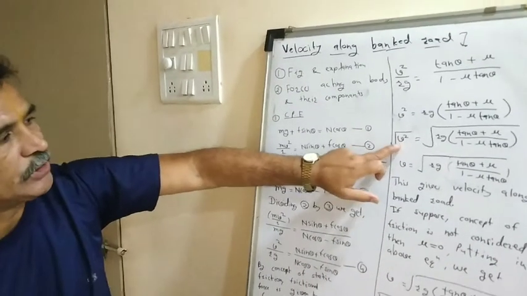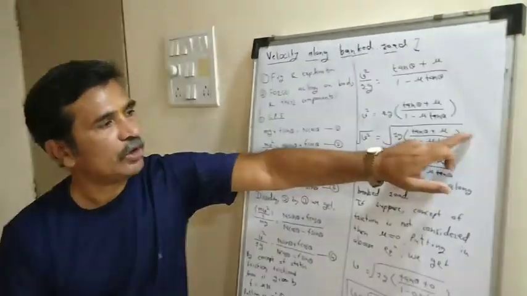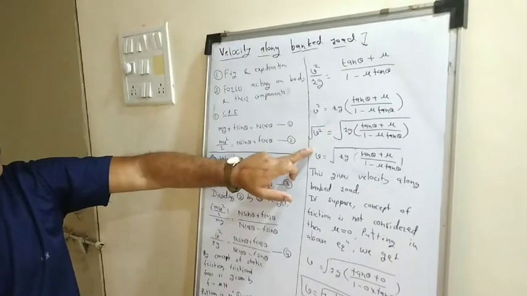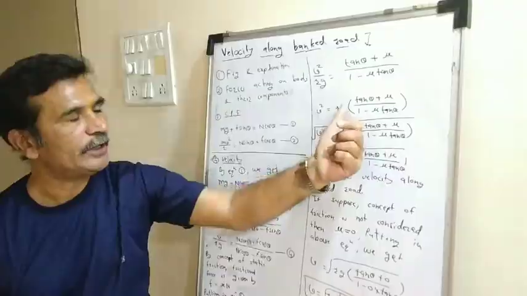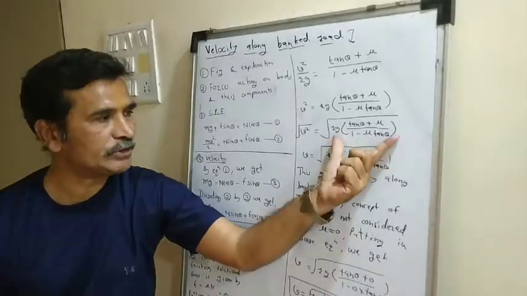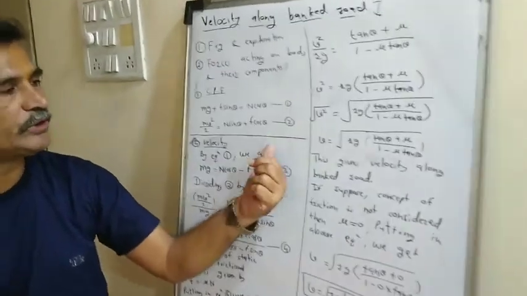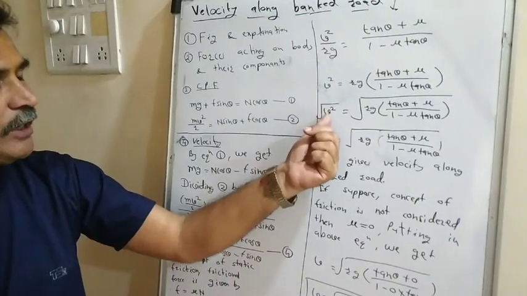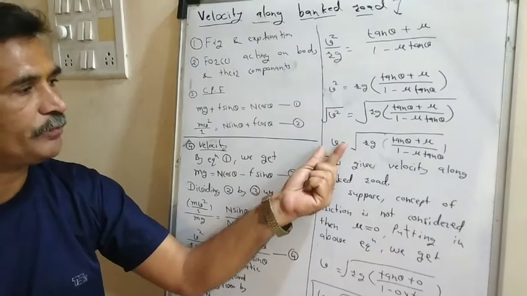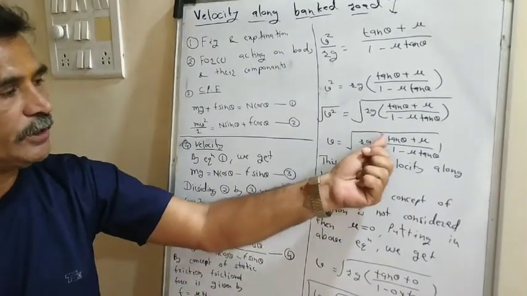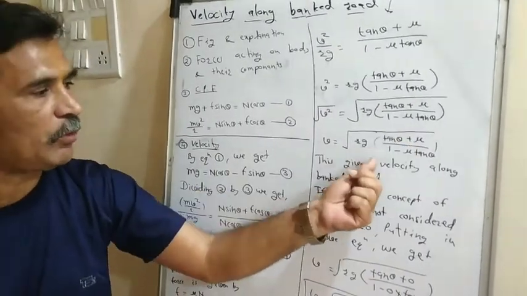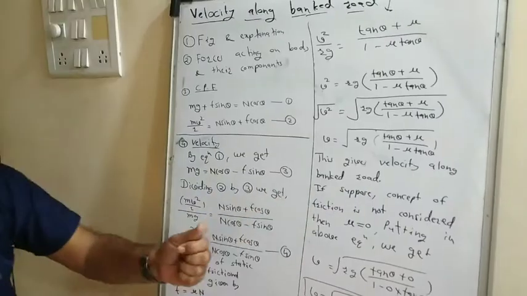We take roots of both sides: square root of left hand side and square root of right hand side. So we get under root V square is equal to under root Rg in a bracket, this whole term as it is. So we get the perfect square outside from the root symbol. So in place of under root V square, only the V term is equal to under root Rg in a bracket tan theta plus mu upon 1 minus mu tan theta.